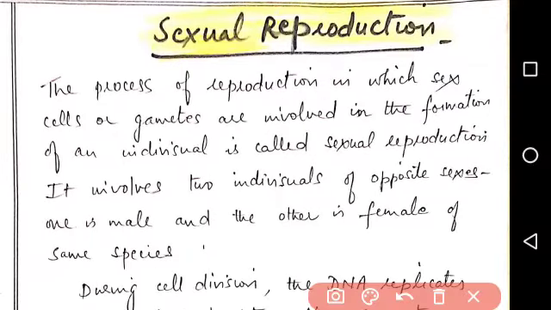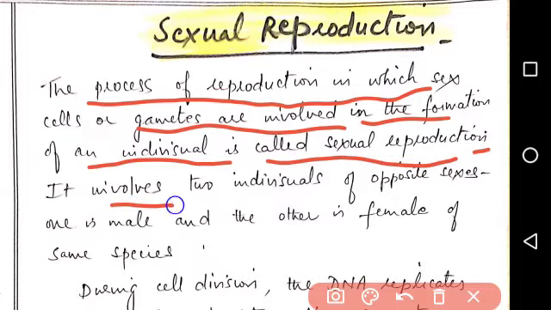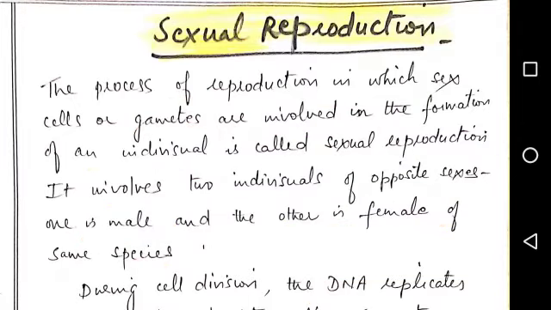The process of reproduction in which sex cells or gametes are involved in the formation of an individual is called sexual reproduction. It involves two individuals of opposite sexes, one male and the other female, of the same species.